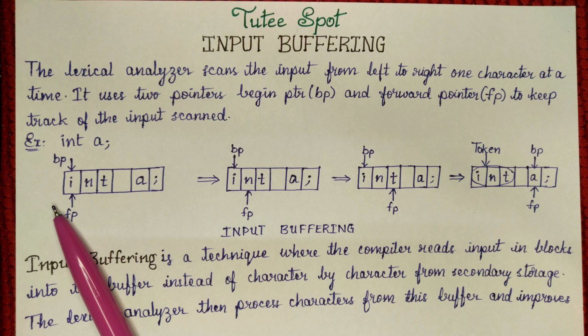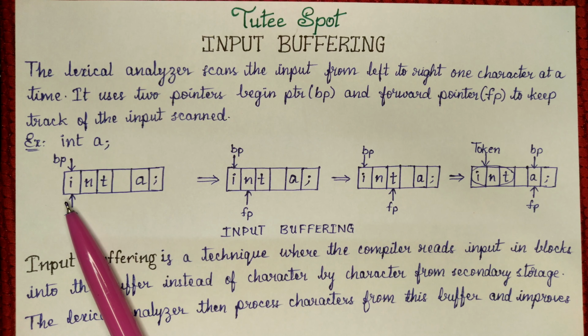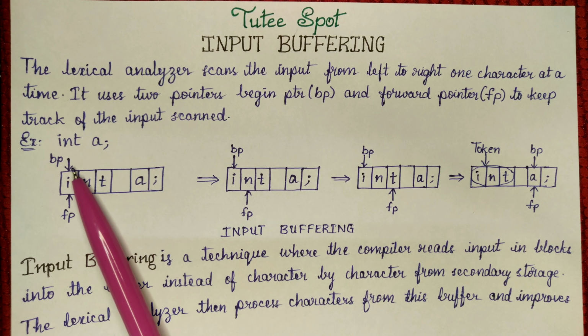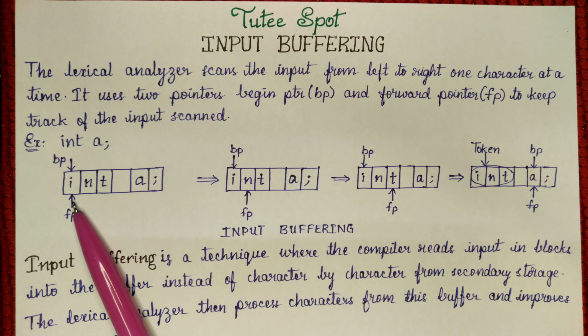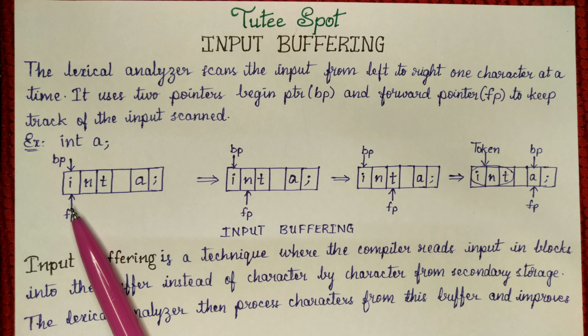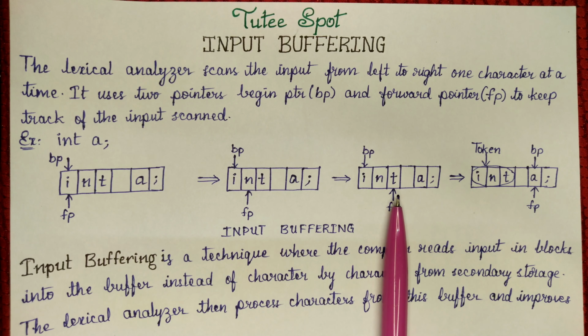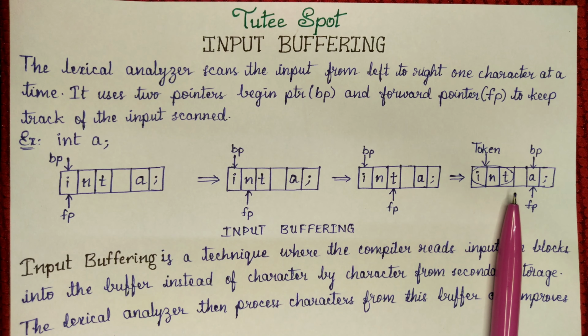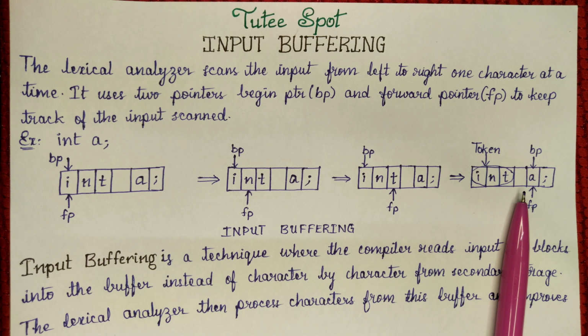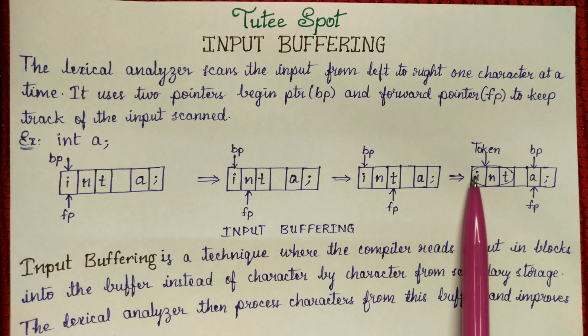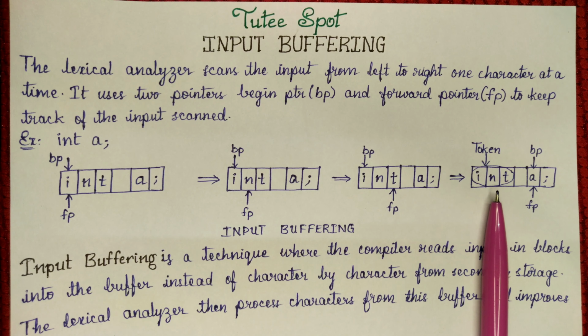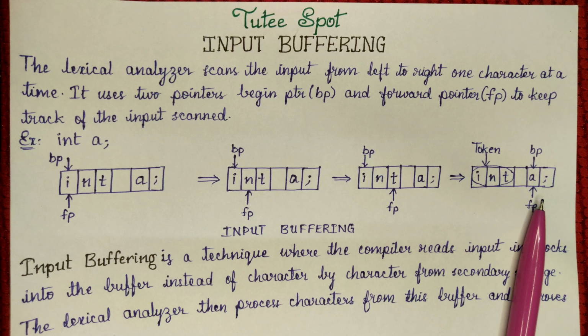Initially, both the pointers point to the first character of the input string as shown here. Here is the begin pointer and also the forward pointer. Then the forward pointer moves forward to search for the end of the lexeme. So the forward pointer moves ahead from i to n and then n to t, and at this stage, when it encounters the white space or blank space, it indicates the end of the lexeme. Here it indicates the end of the lexeme int. So the pointers move forward to the start of the next token by ignoring the white space.